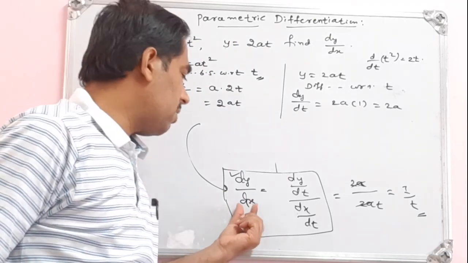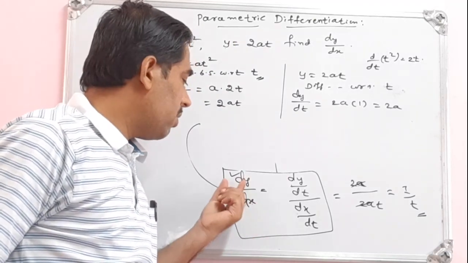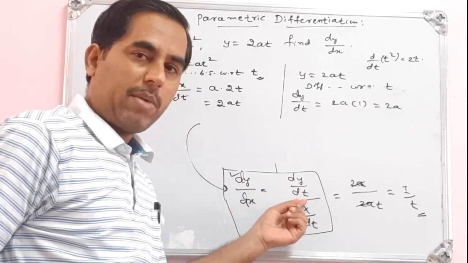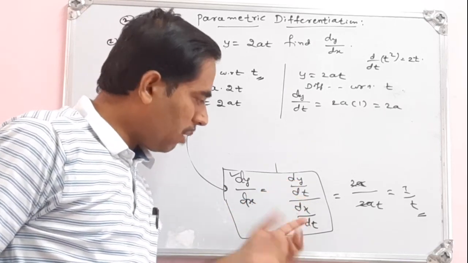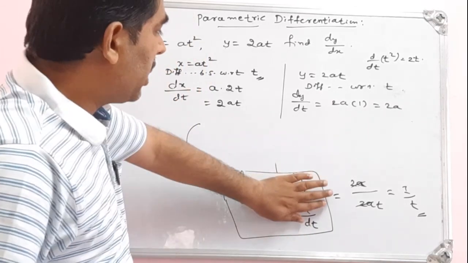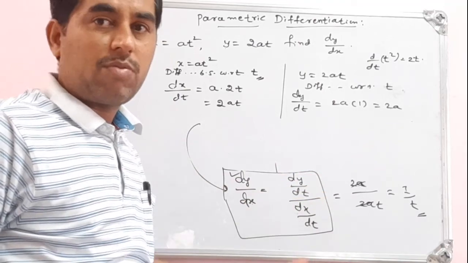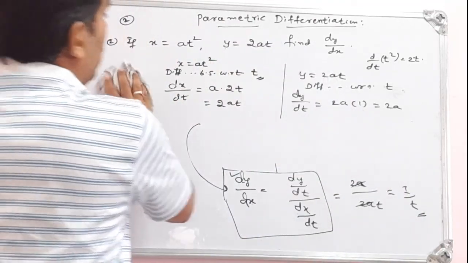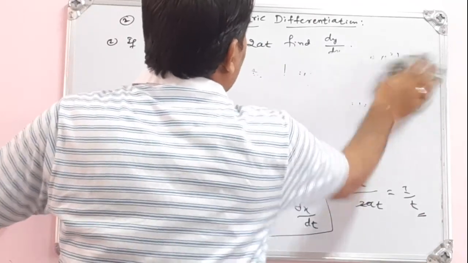You can remember this: if you want the derivative, it is the derivative of y with respect to the parameter divided by the derivative of x with respect to the parameter. I have written it in the division form. This expression can also be written in the multiplication form. Let us take up another example.